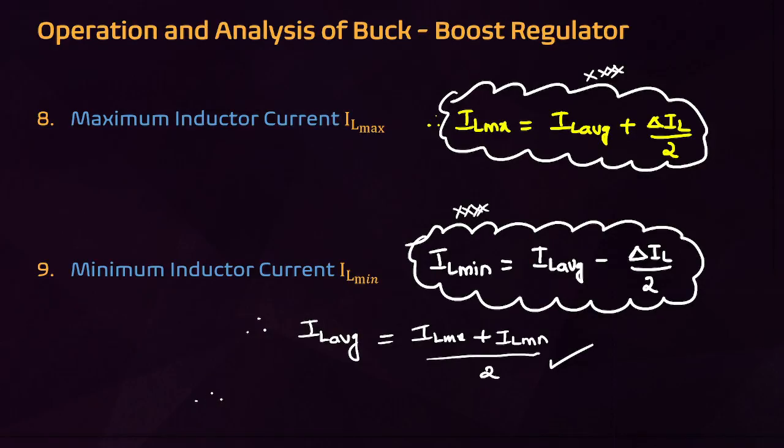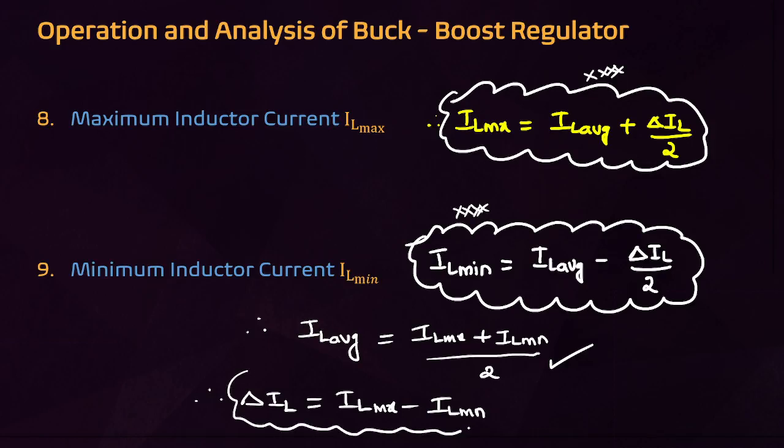Once you know the maximum current and minimum current, you have to calculate the peak to peak inductor ripple current. That is IL maxima minus IL minima. Maximum value minus minimum value is called peak to peak inductor ripple current.